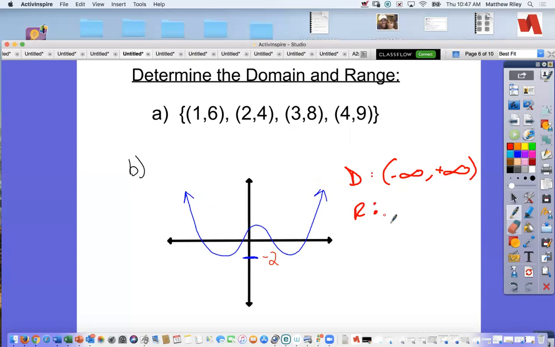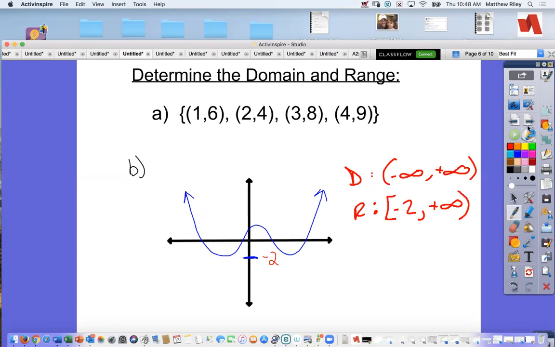My range is low to high. Again, here's that situation. So should that be a bracket or a parenthesis? Bracket. Because unless it showed me that the lowest value is -2 and it goes up forever, there you go. Questions?